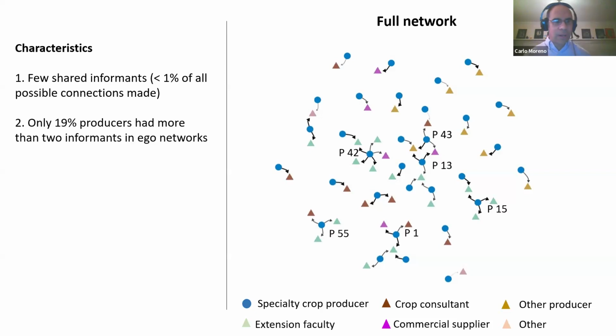The second point that we want to make is that less than 20%, so only 6 growers in this network of 32 producers, had more than 2 people that they relied on for pest information. Most of these other producers relied on 1, maybe 2 people. A small percentage of them had more than 2 informants. So again, another key take-home point here is it's a disaggregated network, and most of these producers are relying on just a few people to get them information on pest management.